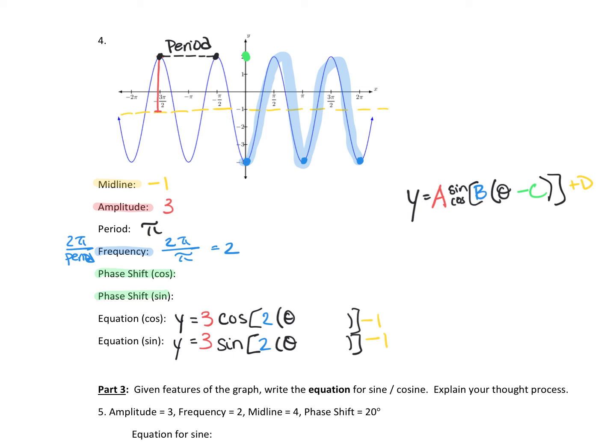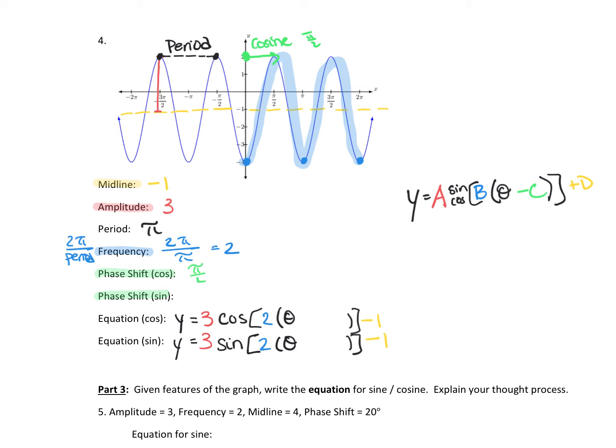So now we can decide which way we want to move. Are we looking to the right or to the left? I always like to go for positive shifts to here. So this is cosine with a shift of pi over 2.